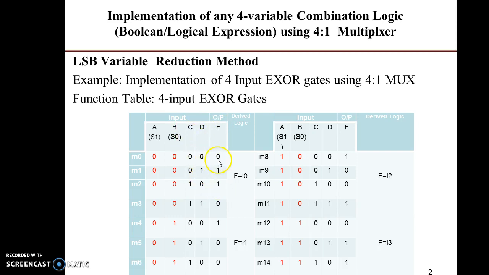If C and D become 0 0, output has value 0. If C and D become 0 1, output will be 1. If 1 0, output will be 1, and 1 1, output will be 0. So look carefully at these output columns and the C and D variable columns. If C and D are 0 1 and 1 0, at that time output will be 1, and if C and D become 0 0 and 1 1, output will be 0. So here I can generate the logic corresponding to the I0 data input pin in terms of logic gates.